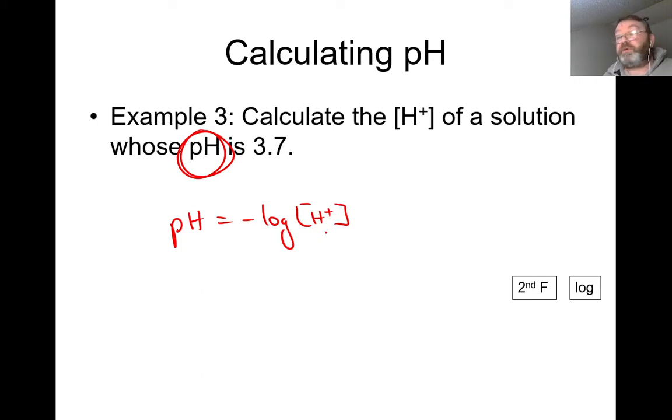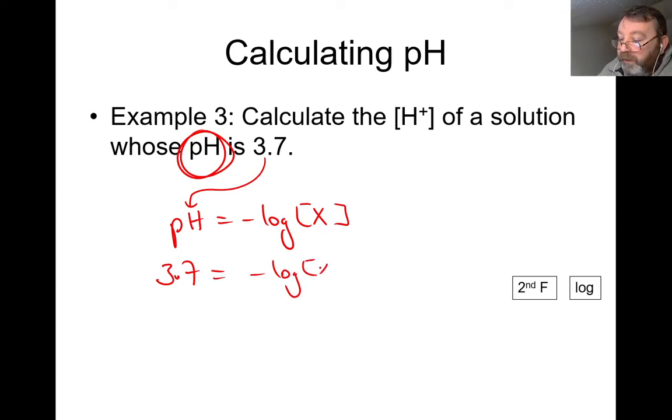Now in this case, what do they give me? They want me to find the hydrogen ion concentration. So what I'm going to do here is replace the H plus with X, because I don't know what it is. And because they're telling me that the pH is 3.7, put that into the equation. So 3.7 equals minus the log of the hydrogen ion concentration, which at the moment is unknown. And all I have to do is first of all send the minus over here. So minus 3.7 is equal to the log of the unknown hydrogen ion concentration.